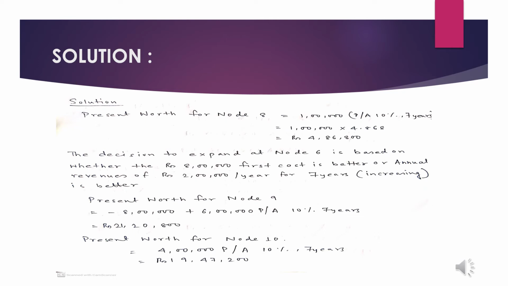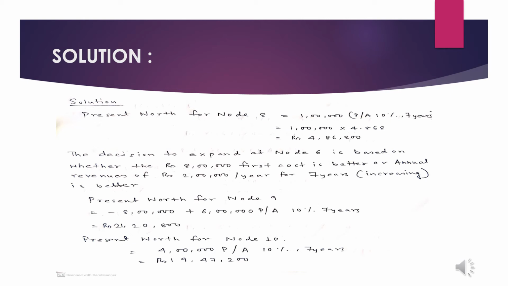To calculate that, for node 9, we need to transfer all the values into present worth. So 8 lakh, since it is an initial investment, is already in present worth and a negative value. And for that 8 lakh, we are getting back how much? 6 lakh per annum. That is an annual worth to us. Transferring that into present worth, given 10% and 7 years, after calculating we get the value of 21,20,800. This is for node 9.